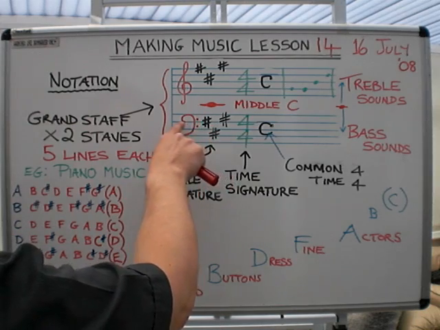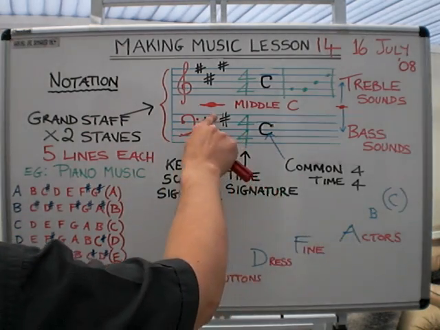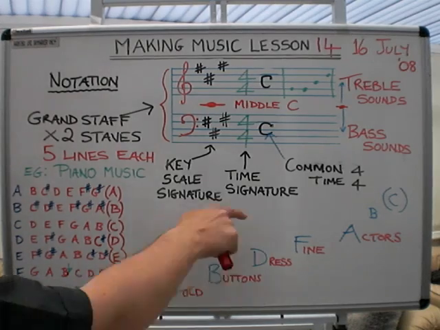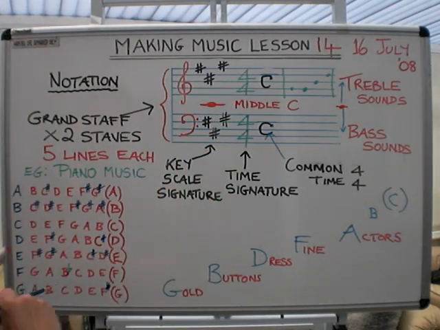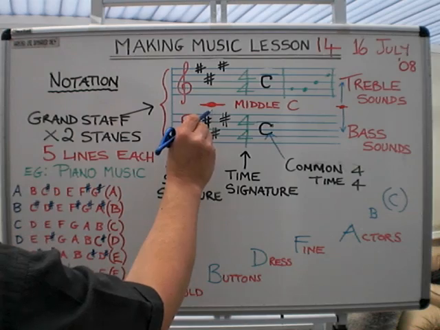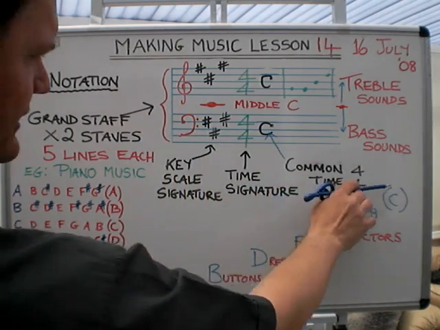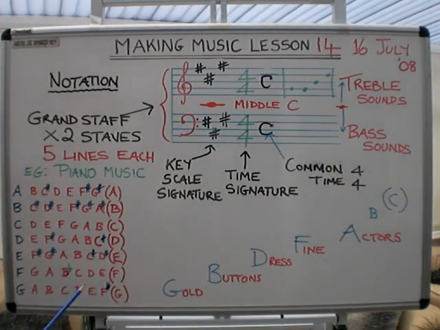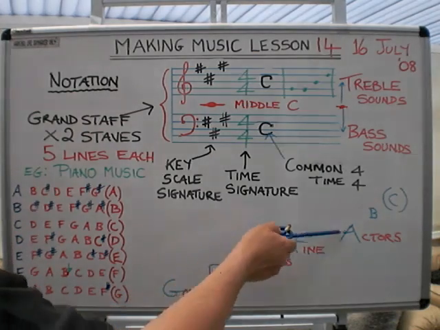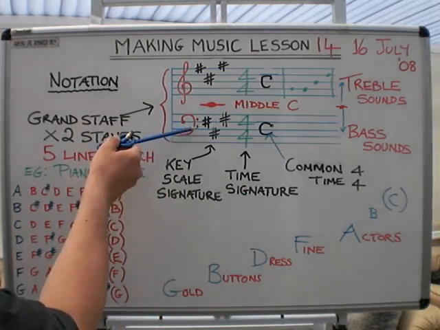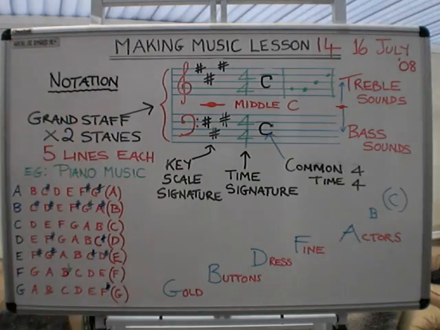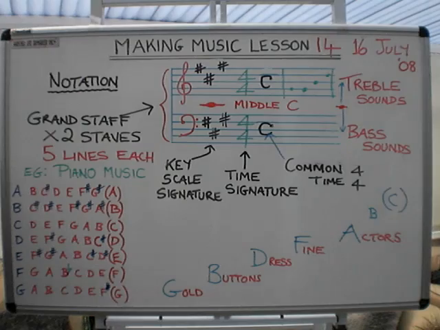the fourth line here, actors for the top line, and just above there we've got that B there, the middle C. It's just the lines I want you to remember: gold buttons, dress, fine, actors. Gold buttons, dress, fine, actors. What about the ones in between? How can we remember those?